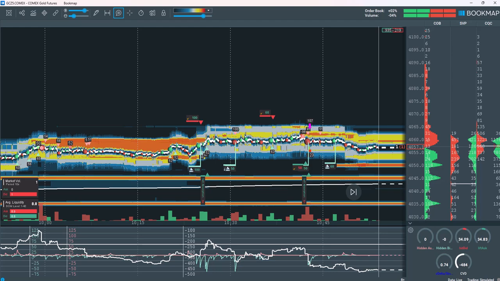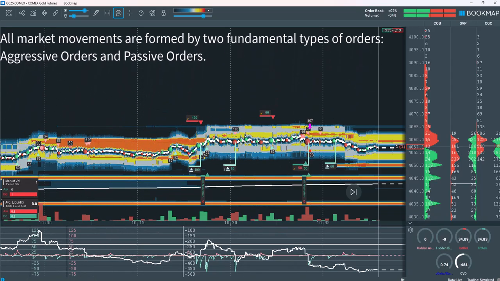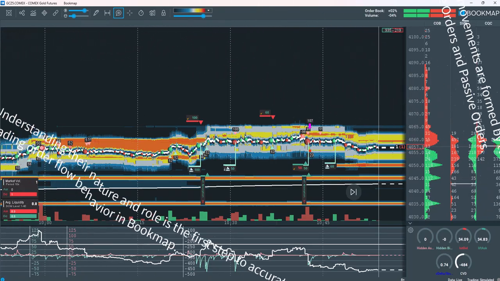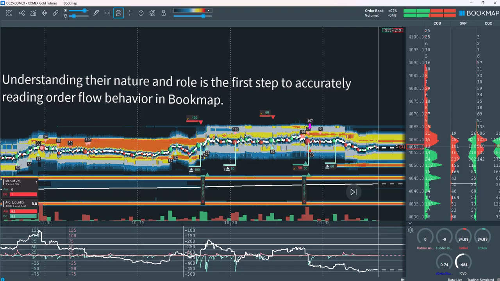Hello everyone, today I want to share about the core foundation for understanding real order flow in Bookmap, a crucial element that helps us see how money truly moves behind every price action. All market movements are formed by two fundamental types of orders: aggressive orders and passive orders. Understanding their nature and role is the first step to accurately reading order flow behavior in Bookmap.